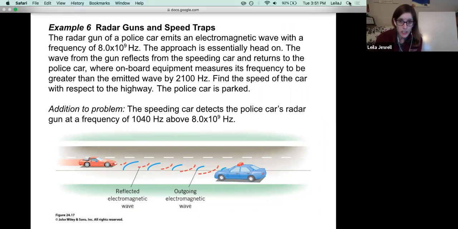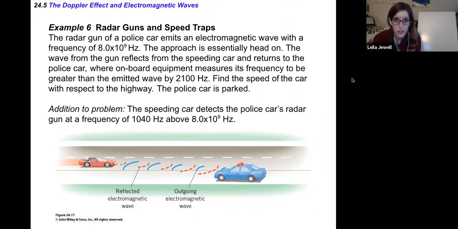The wave from the gun reflects from the speeding car and returns to the police car, where onboard equipment measures its frequency to be greater than the emitted wave by 2,100 hertz. Find the speed of the car with respect to the highway. The police car is parked. So the addition I made here to make it simpler and more like what you'd see on the homework is the speeding car detects the police car's radar gun at a frequency of 1,040 hertz above 8 times 10 to the 9 hertz.